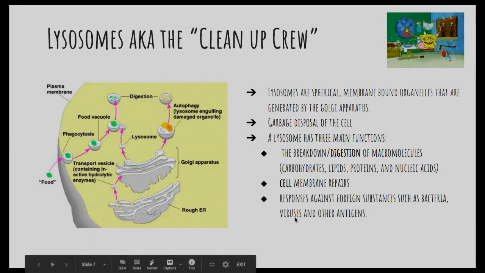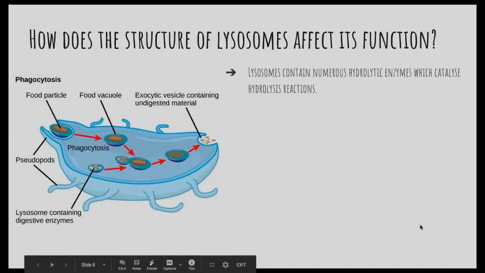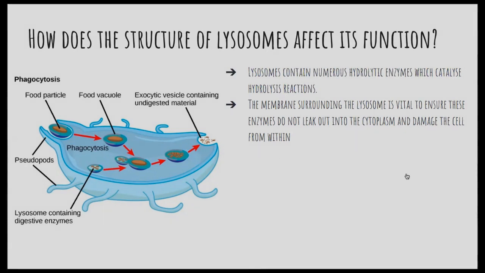So when you get sick, lysosomes are working to make sure you are well. How does the structure of lysosomes affect its function? So they contain numerous hydrolytic enzymes which catalyze hydrolase reactions. The membrane surrounding the lysosome is vital to ensure that these enzymes do not leak out into the cytoplasm and damage the cell from within.